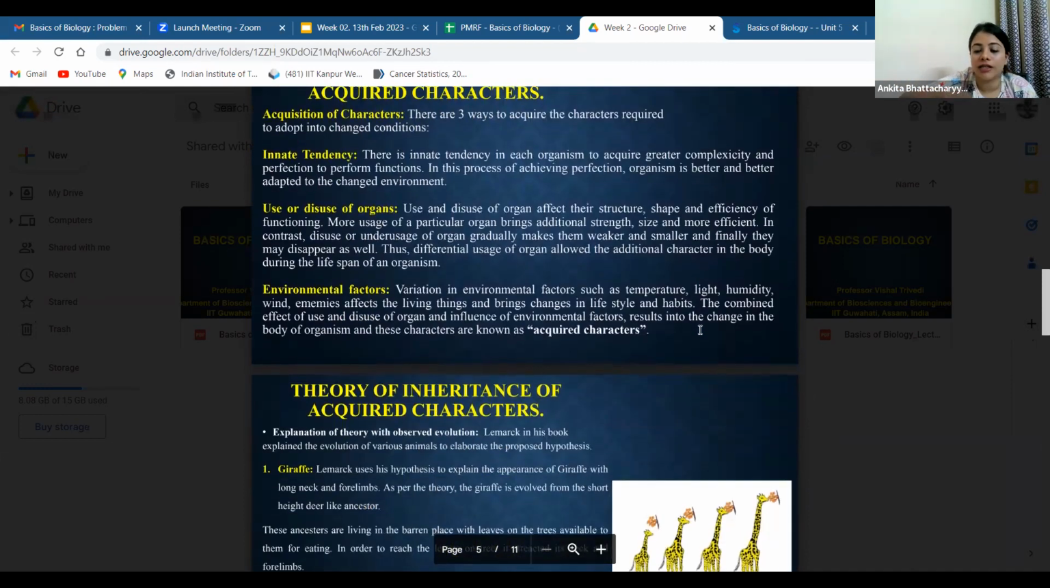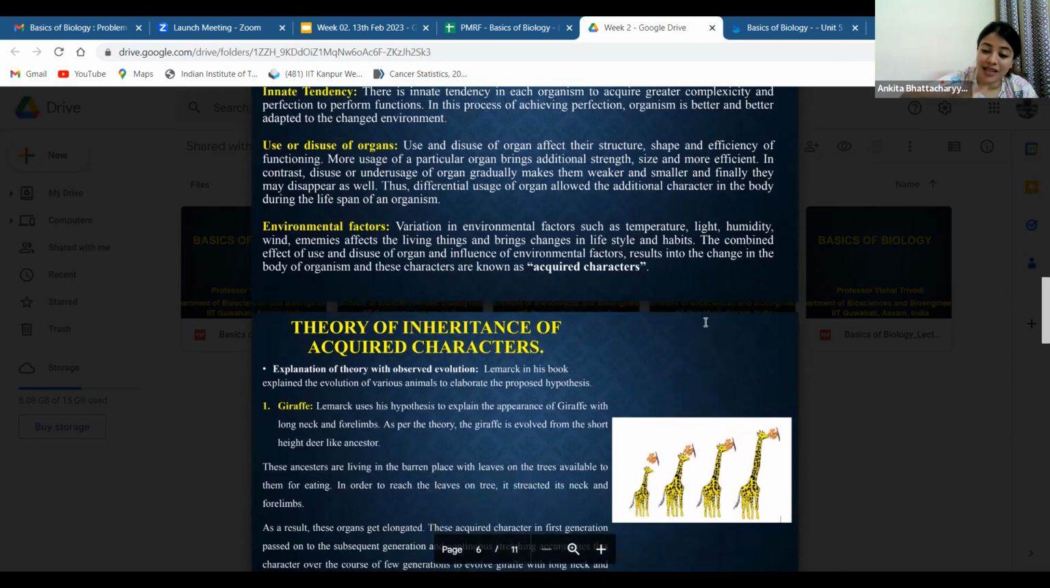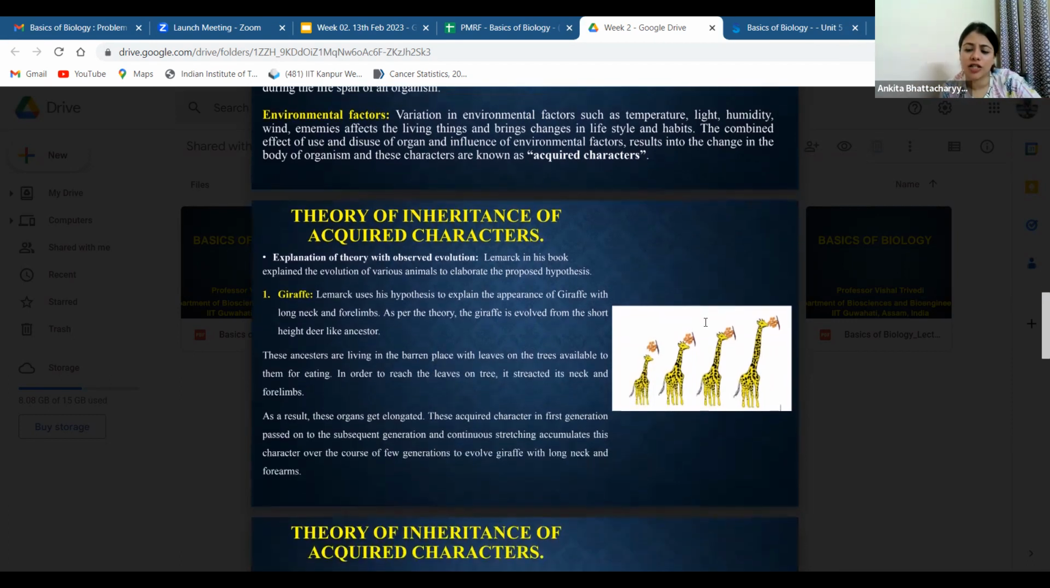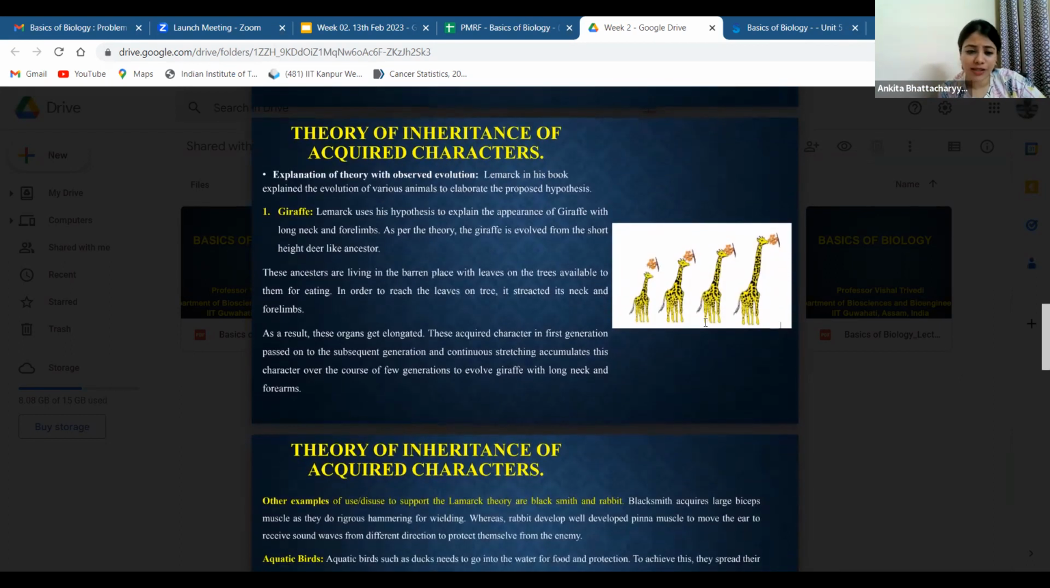He said that organisms tend to become more complex over time. They use organs or they disuse organs, and that is resulting in evolution. And there is the environment in which that organism lives, and when it tries to adapt to that environment, it acquires new characters. So that was the idea given by Lamarck, and he actually gave examples. One of the most famous examples is about how giraffes have evolved over time, and their neck has extended to accommodate the eating habits of the animal. So that was the example.